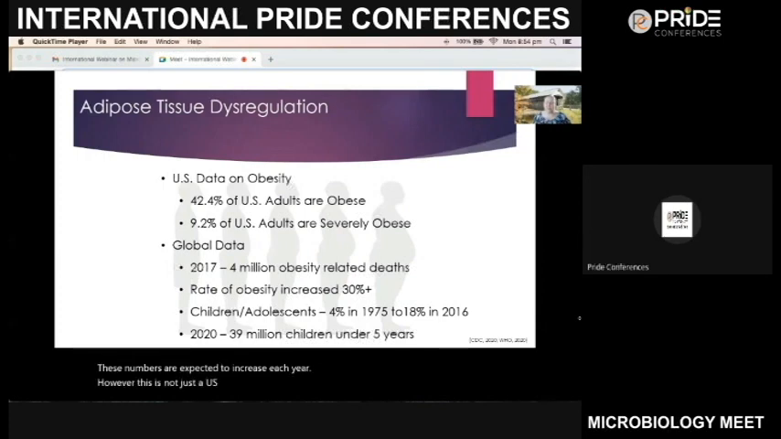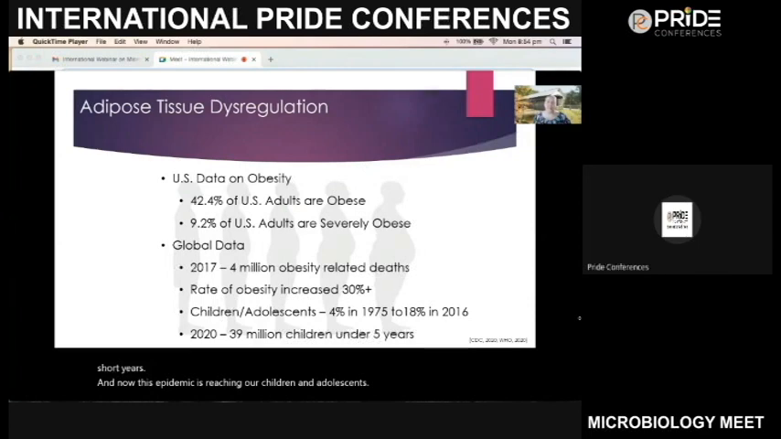The World Health Organization reports that the number of people who died in 2017 alone, where increased adiposity contributed to their deaths, was more than 4 million people. In some places in the world, the rate of obesity has increased more than 30% in just a few short years. And now this epidemic is reaching our children and adolescents.